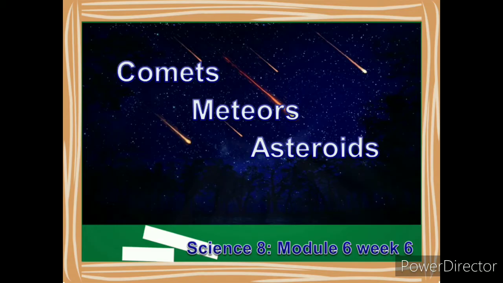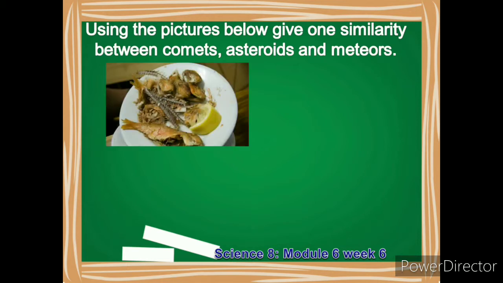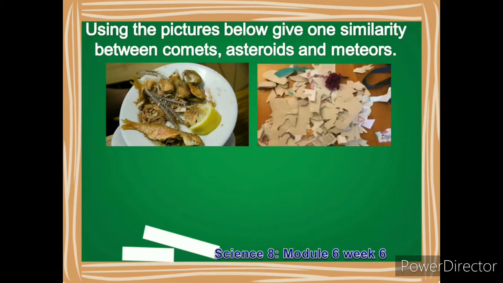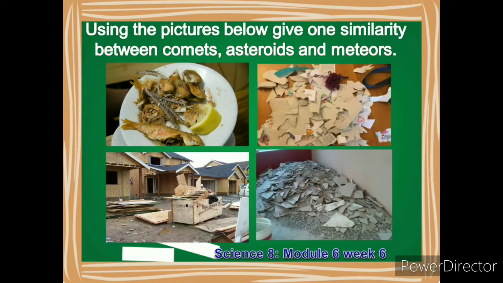Okay? But first, before we go directly to that, using the pictures that I will show you. Are you ready now for the picture? First picture. Second picture. And our last picture. So based on these four pictures in front of you, what do you think is the similarity of the comets, the asteroids, and the meteors? Do you have anything in mind?